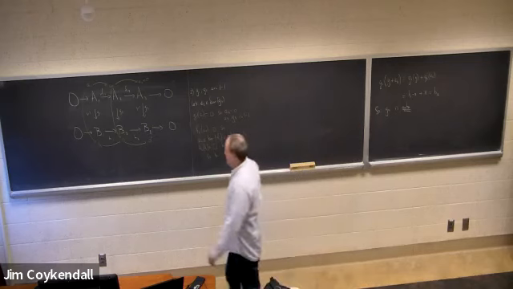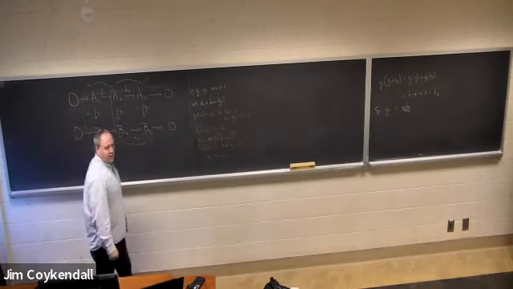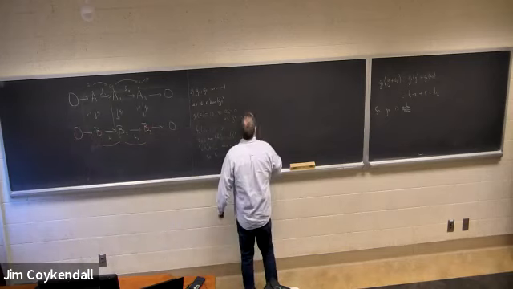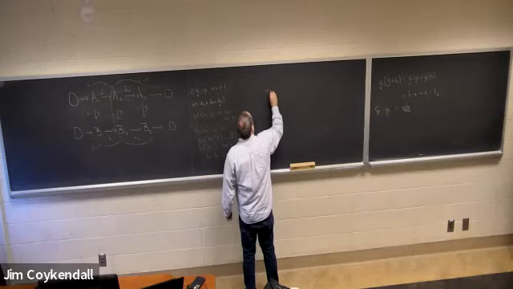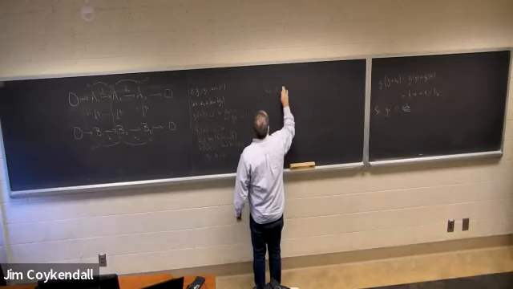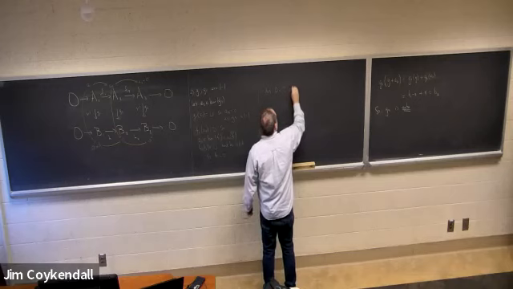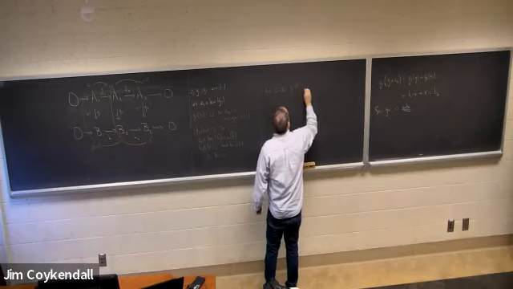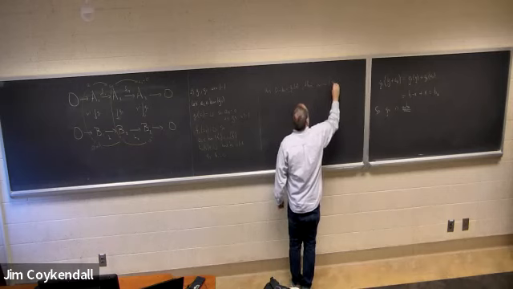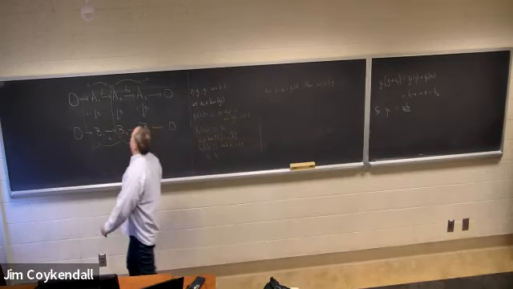So B1 is 0. So what do we conclude about A0? A0 is B1, which is G1 of A1. Then A1 is 0, and G1 is 1 to 1. So this is 0.